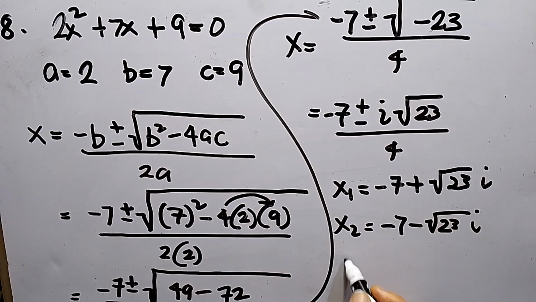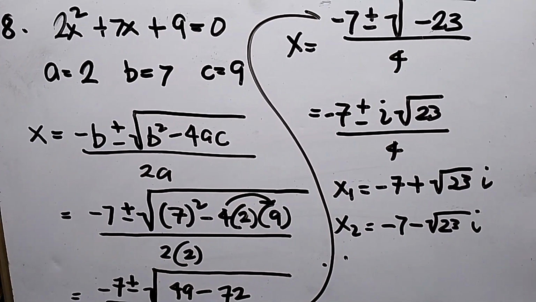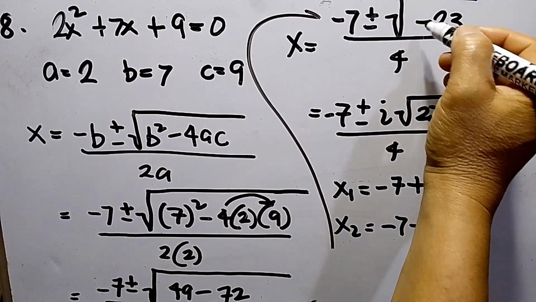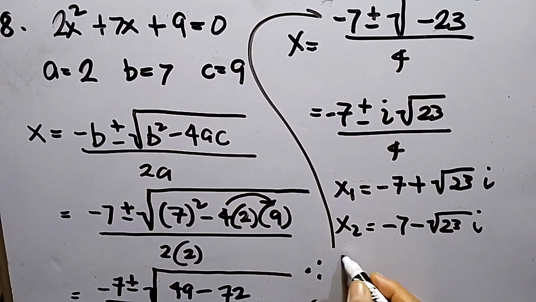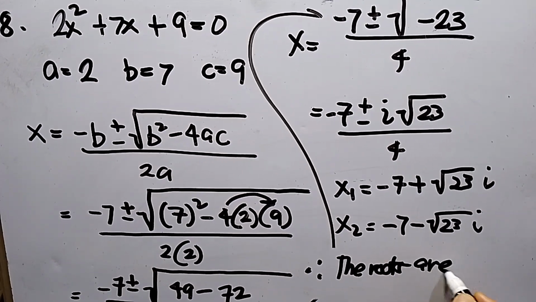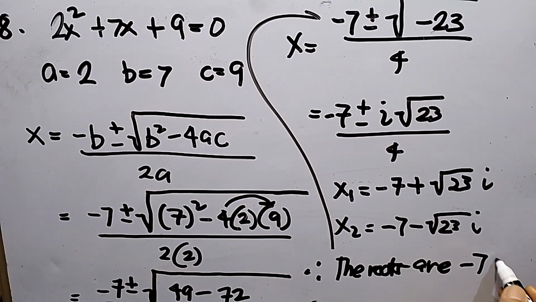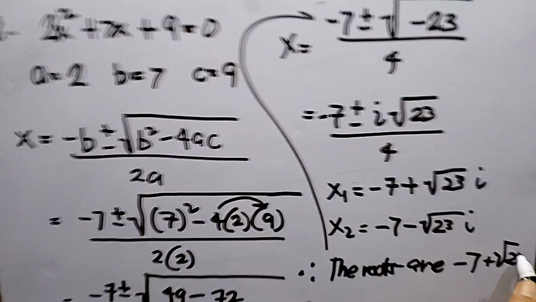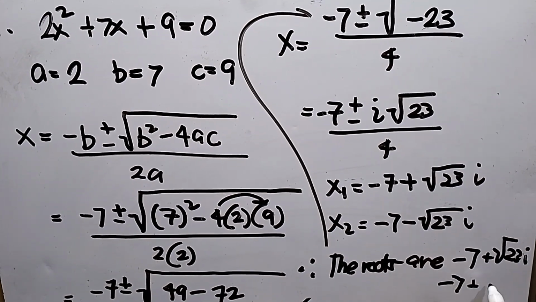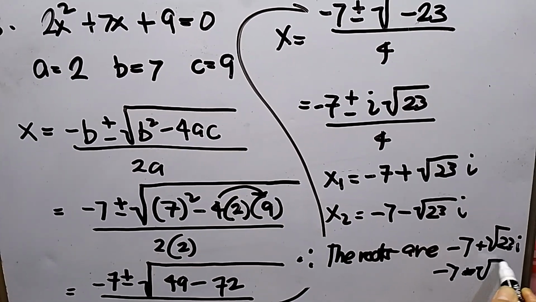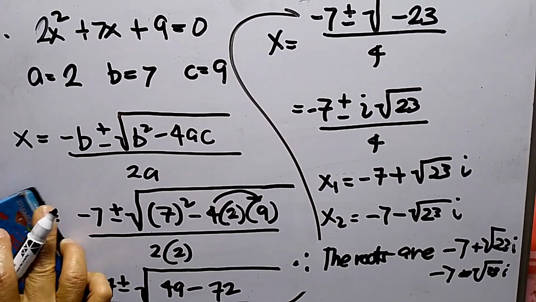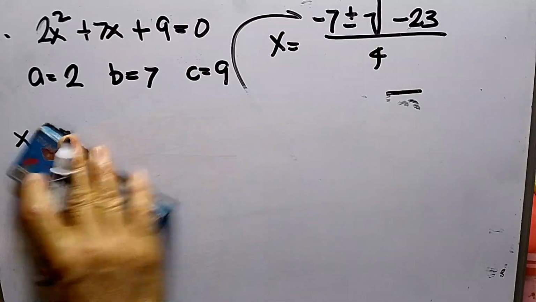So that's, I will make a conclusion for this. Actually, this is imaginary because it is negative. Therefore, the roots are negative 7 plus square root of 23 i and negative 7 minus square root of 23 i. So that's for number 8. Now let's move to number 9.